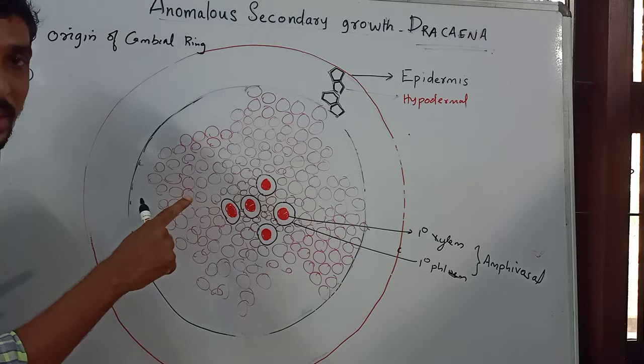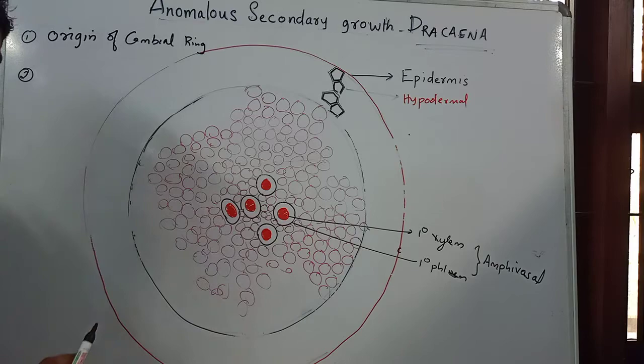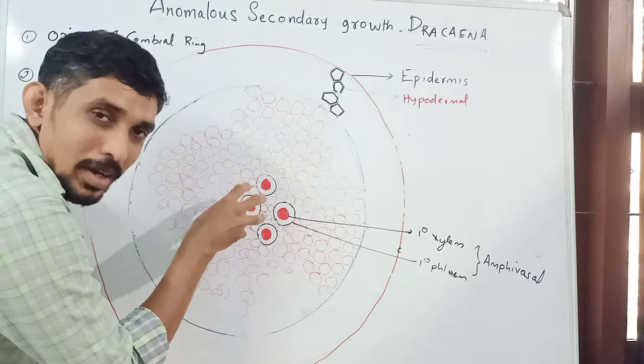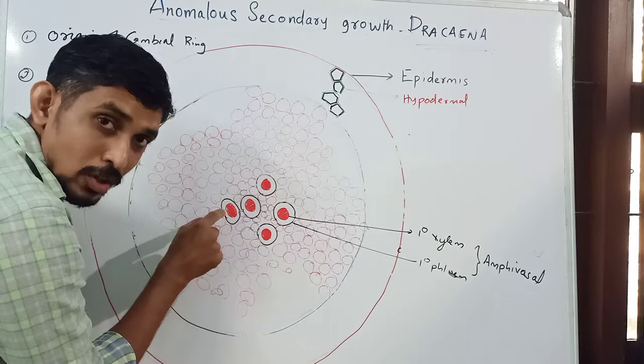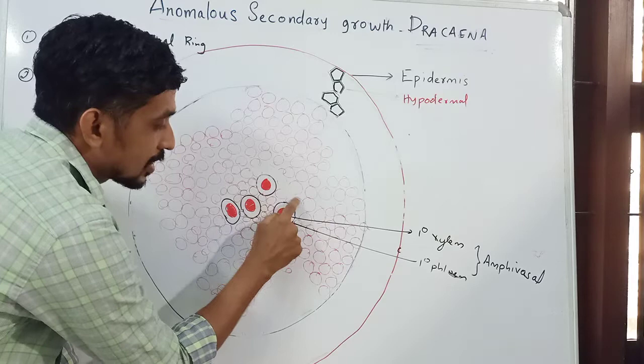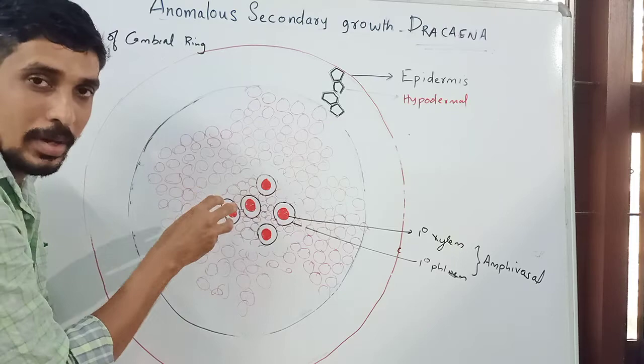So let us try to understand how this cambial ring originates. In Dracaena, cambial ring originates from the parenchymatous tissue which is present just around this primary vascular bundle. Look at the structure here. I drew four primary vascular bundles. So here cambial ring originates from the parenchyma cells which are present just around the primary vascular bundle. Or we can say the parenchyma cells which are present at the innermost region of ground tissue or cortex.